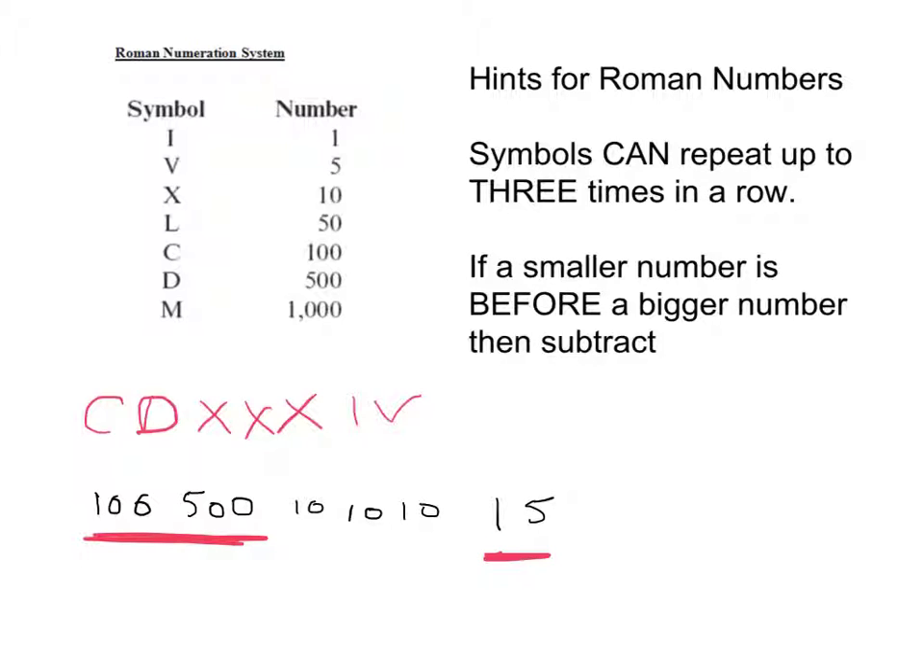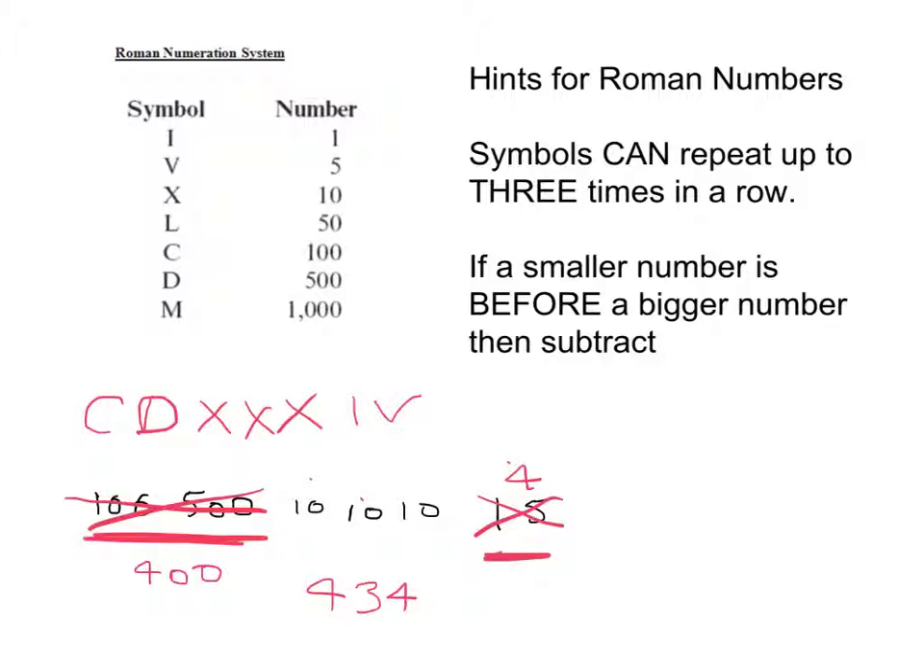So whenever we have a number that's smaller before a bigger number, we need to subtract. So 100 taken away from 500, or basically what they thought was, okay, what's 100 before 500? Well, 100 before 500 is 400. So we're just going to change this group to 400. And then 1 before 5 is 4. So now we look, all of our numbers, 400, 10, 10, 10, 4, go in order from biggest to smallest. We're just going to add those all together. And this is really 434.